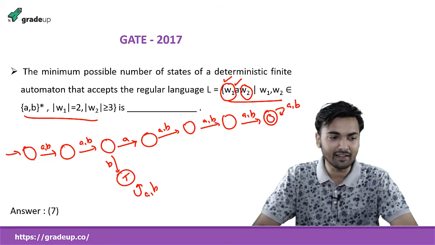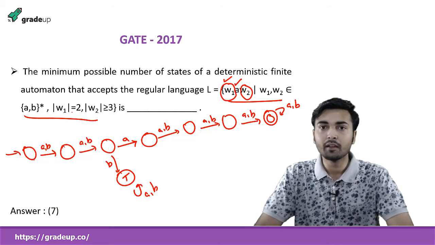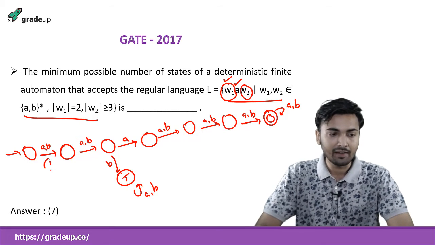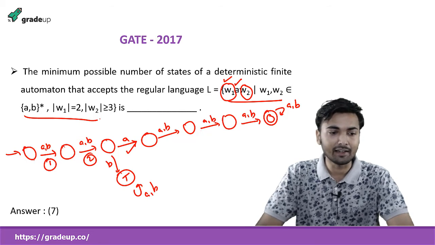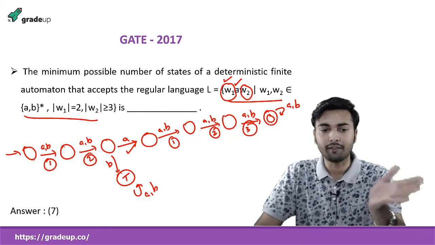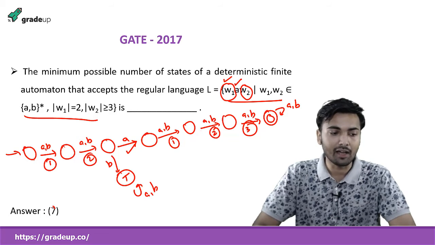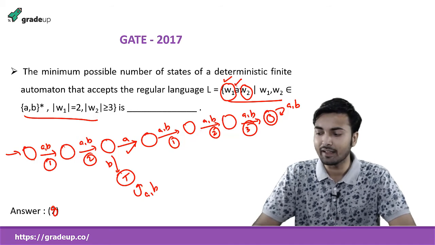It is written as 7 by mistake, or if you want, you can verify it also. W1 length is 2. So length 1, length 2. Okay, over. Now A, yes, completed. Now length greater than or equal to 3. So length 1, length 2, length 3, and then a final state and also a trap state. So the answer is not 7, the answer is 8.